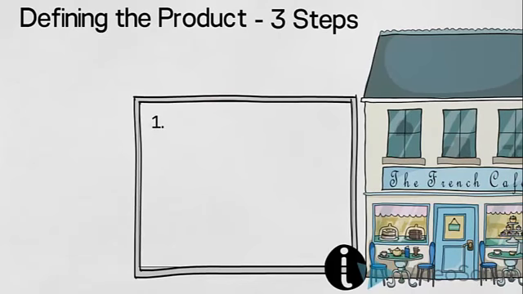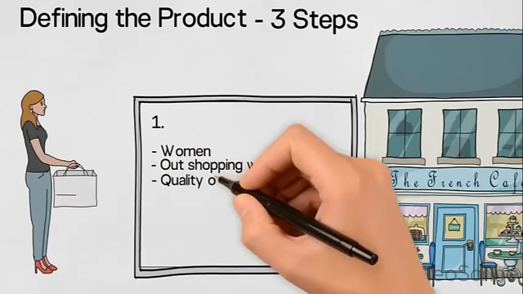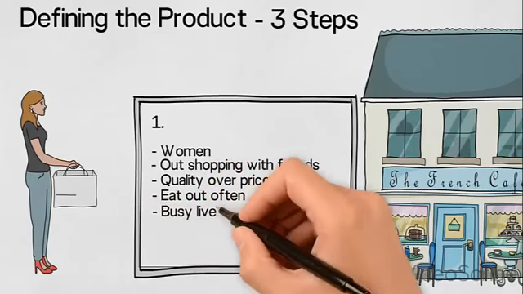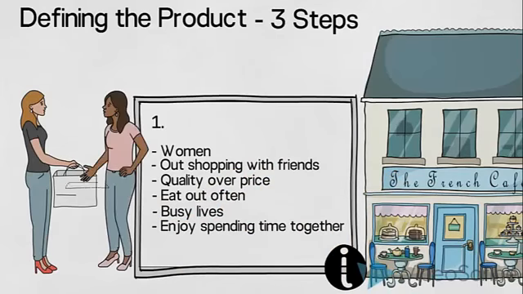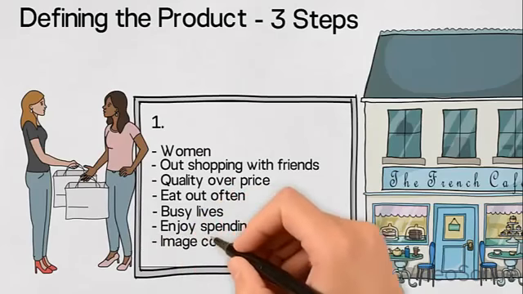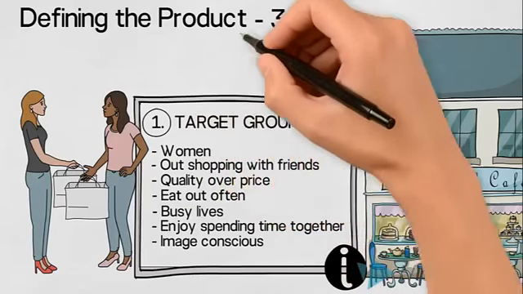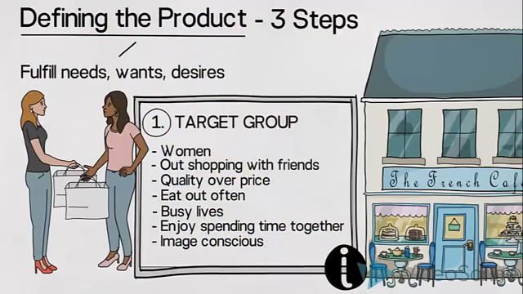Briefly describe their primary target group as women who are out shopping with their girlfriends. They value quality over price. They eat out often. They lead busy lives. They value spending time together. And they are quite image conscious. This knowledge is important to us when deciding on what the cafe's product offering should include. So, when defining the product, firstly we need to choose, investigate, and understand our target group, so that we can define a product that fulfills the needs, wants, and desires of our chosen target group.